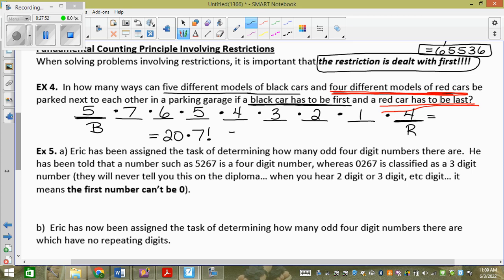So, how many ways can we park these cars? 100,800 ways to park 9 different cars with a black car in the front and a red car at the back.